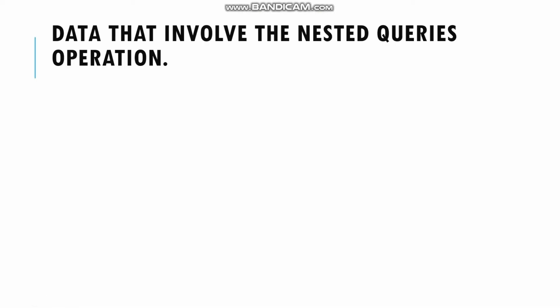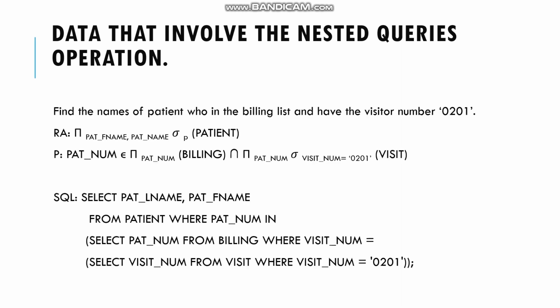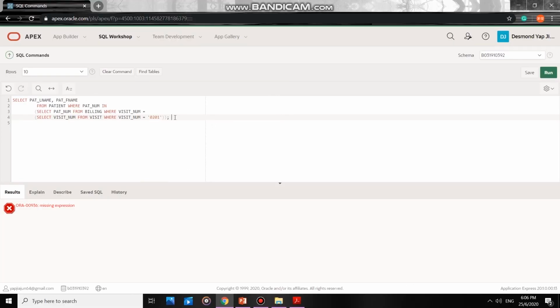Now I'm going to expand the data that involves the nested query operation. Here's a question: find the names of the patients who have the visitor number 0201. Here's the SQL code. Now we're going to demonstrate it in the coding. This is the SQL code for the nested query for the question just now: list all the names of patients who are in the billing list and have the visitor number 0201.